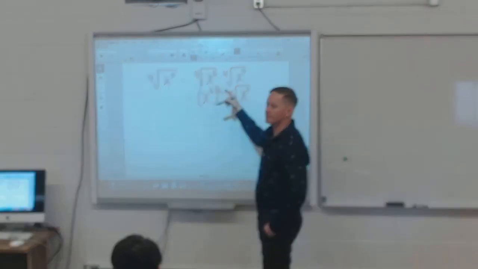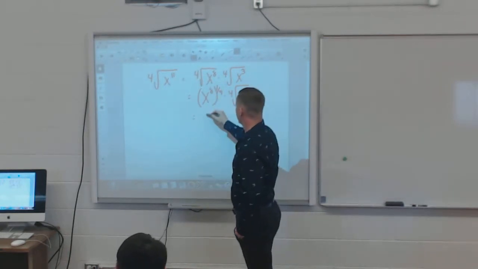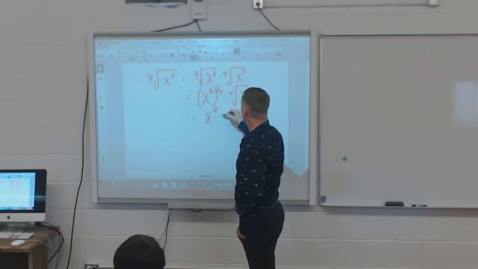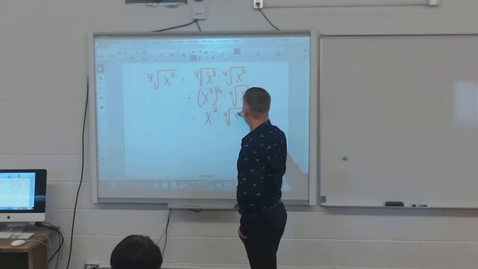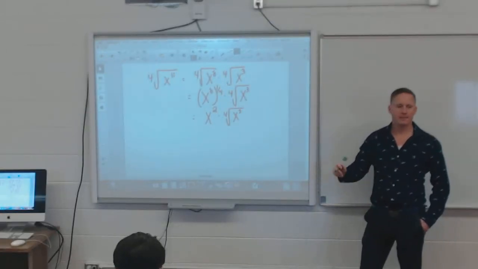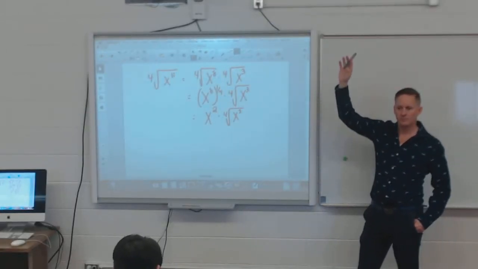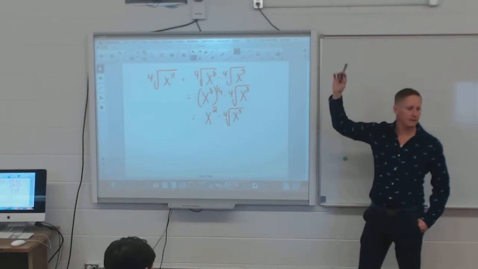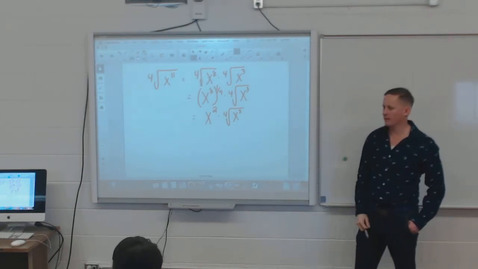All right, 8 times 1/4 is what? So I want x squared times 4th root x cubed. There's the answer. How many of us got there? Okay, all right, go ahead.